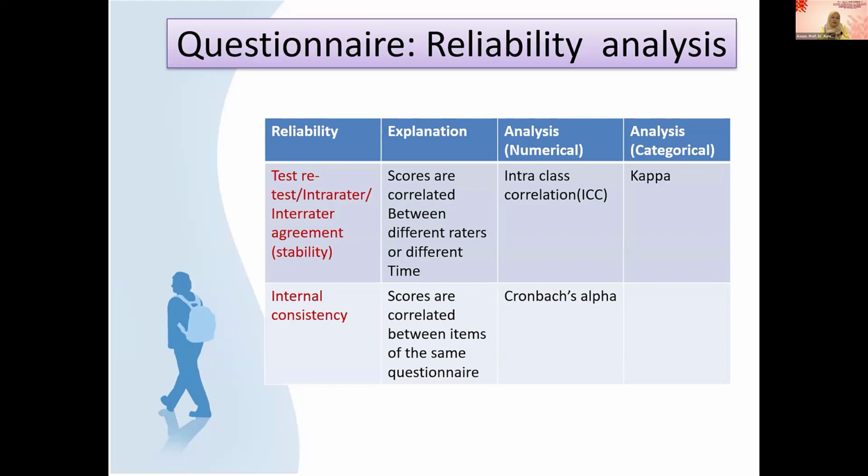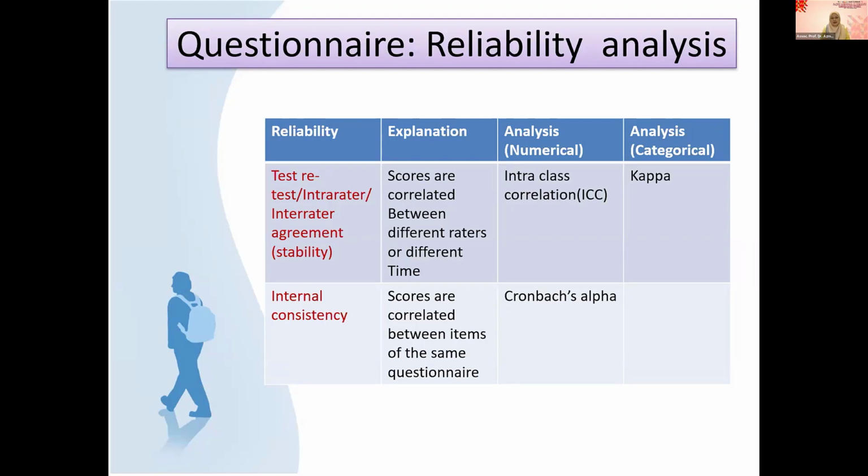Now we go for reliability. Most of us are familiar with Cronbach's alpha, when you have outcomes or scores or numbers. Cronbach's alpha measures internal consistency: the scores are correlated between items of the same questionnaire. Basically we would like to have alpha more than 0.7. Another way is test-retest. You ask today and then you repeat 2 weeks after. That's what we call test-retest.